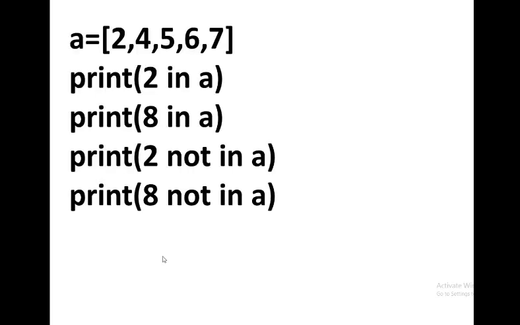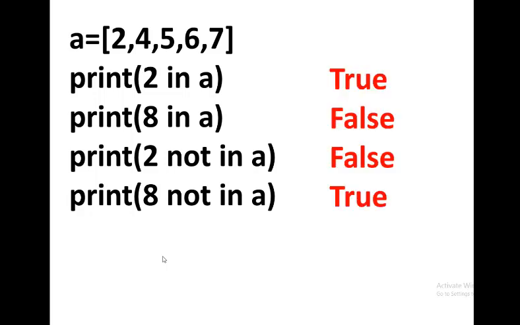For example, if you have a sequence 2, 4, 5, 6, 7 as A, if you print 2 in A, 2 is present in A, so it will return true. 8 in A, 8 is not present in A, so it will return false. 2 not in A: here 2 is in A and you are checking 2 not in A, so it will return false. 8 not in A, so 8 is not in A, so it is a true statement. So these are the results.